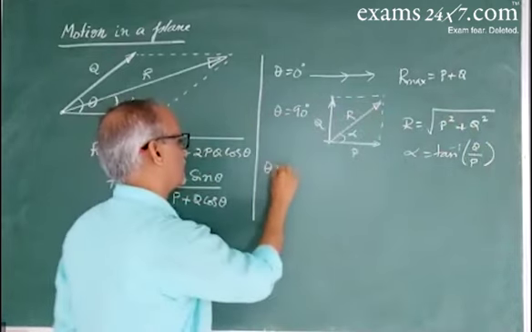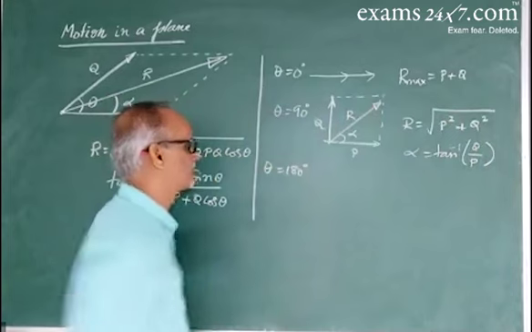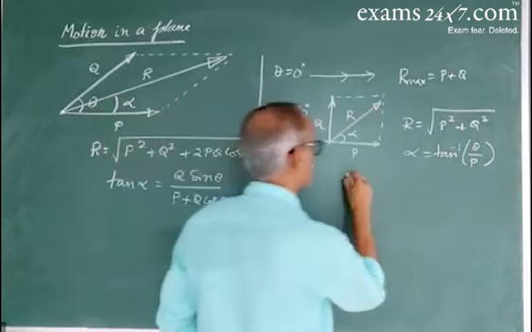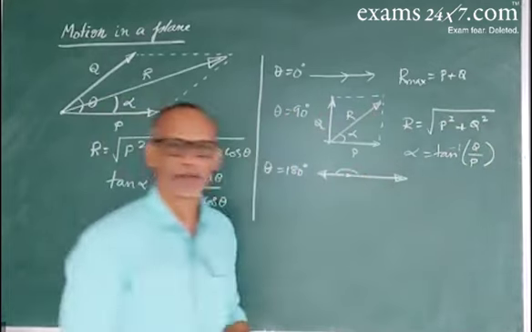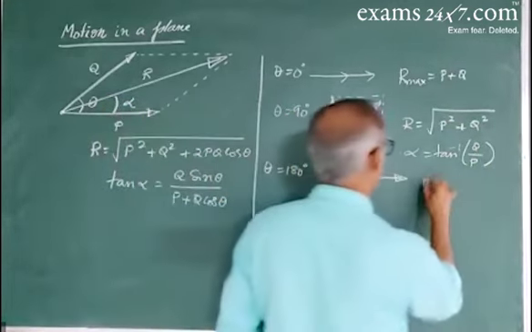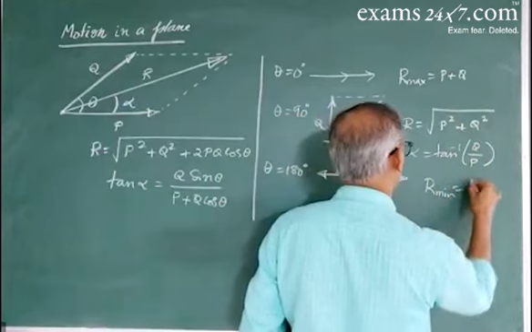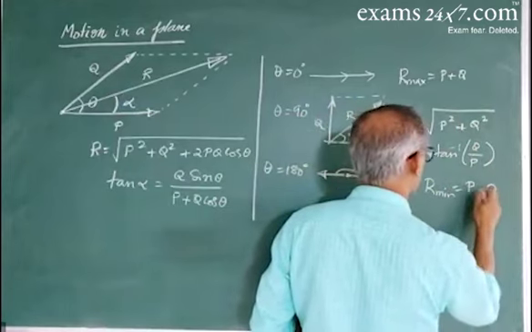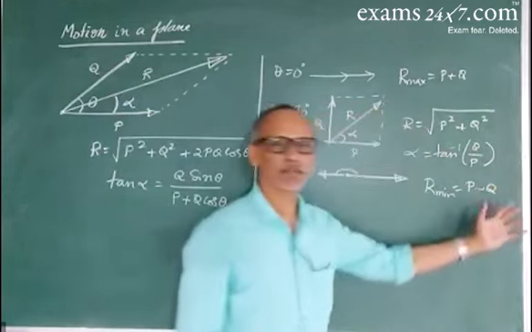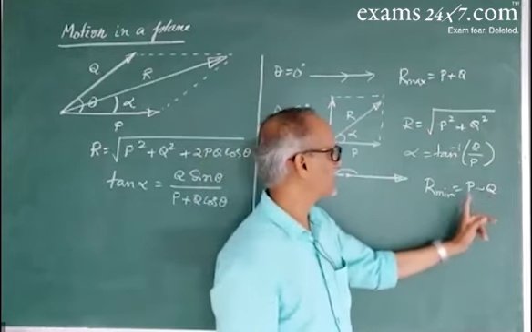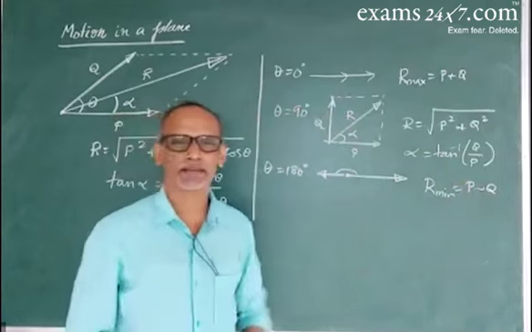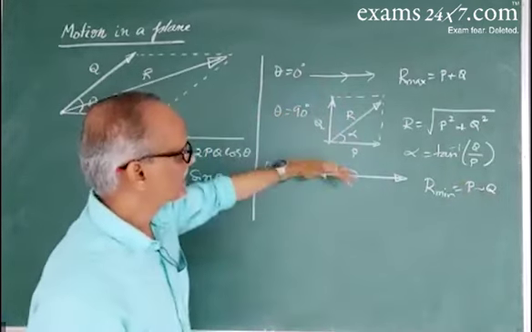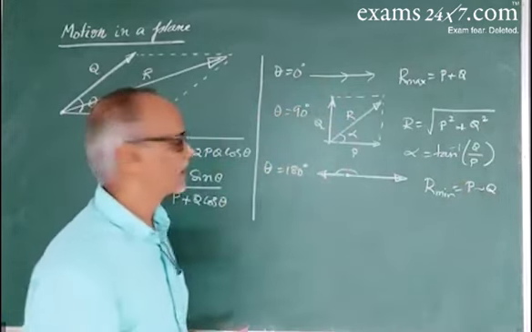And then when theta is 180 degrees, that is when the vectors are opposite to each other, the resultant is a minimum, which is either p minus q or q minus p, whichever is greater. If p is greater, it is p minus q. If q is greater, it's q minus p. So these three cases are very important. In all these cases, we even find the direction as well.